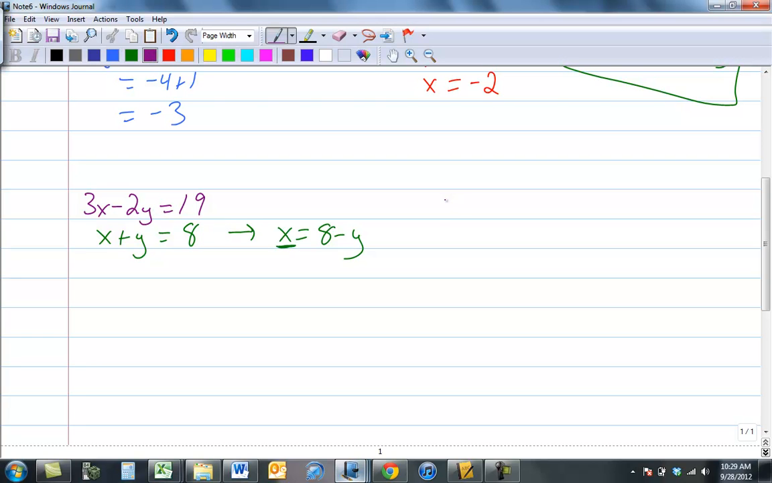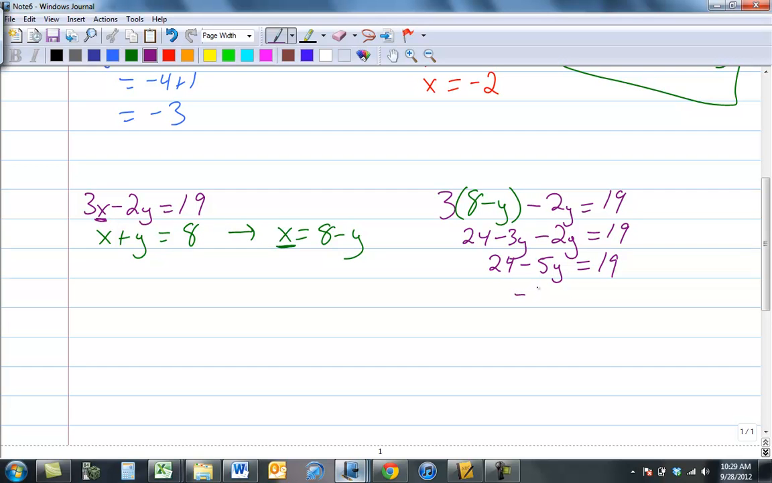So the top equation is going to become 3 times 8 minus y, then minus 2y equals 19. This is why we put parentheses around the 8 minus y, because it's 3 times the value of x. X is this whole thing, so we have to actually distribute this 3. So it's going to be 24 minus 3y minus 2y equals 19. Then combine like terms. You've got 24 minus 5y equals 19.